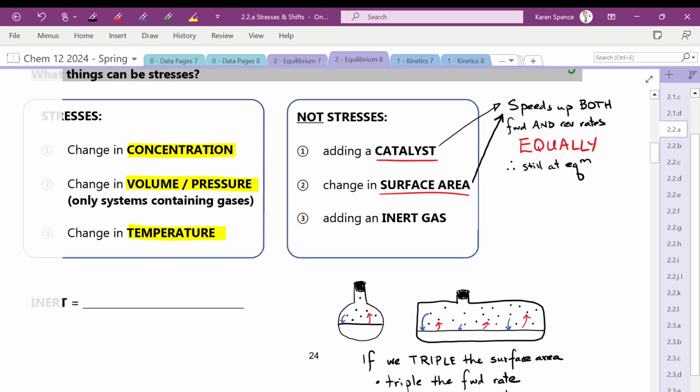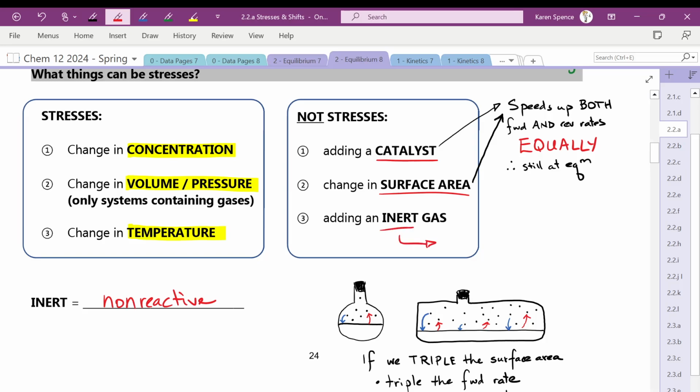And the final one we have is an inert gas. Do you guys remember what inert means? Inert means non-reactive, yes. Okay, and because it is non-reactive, will it have any effect on rate at all? No effect on rate. If you remember that from our reaction rates unit, it just has no effect on rate.